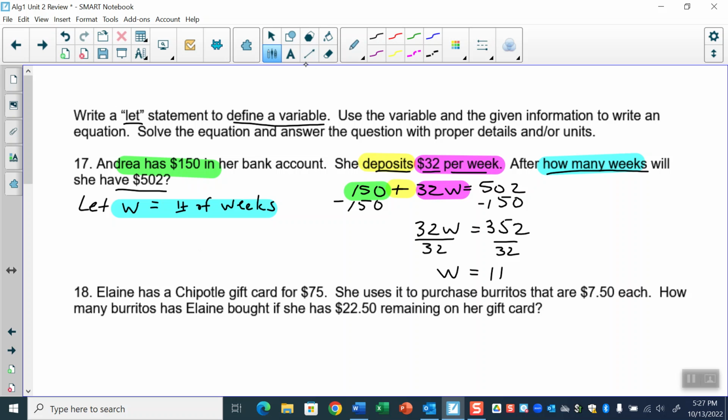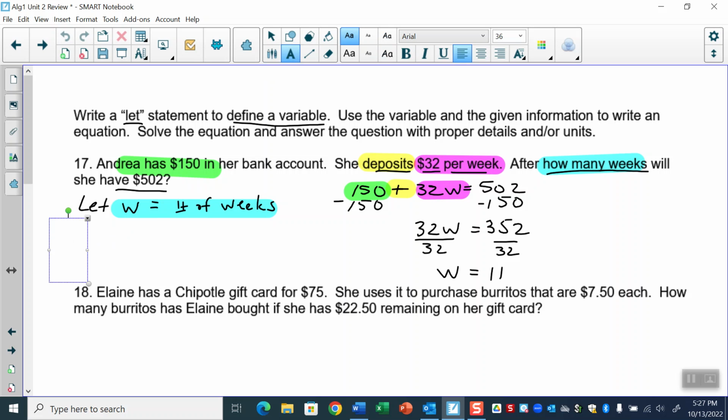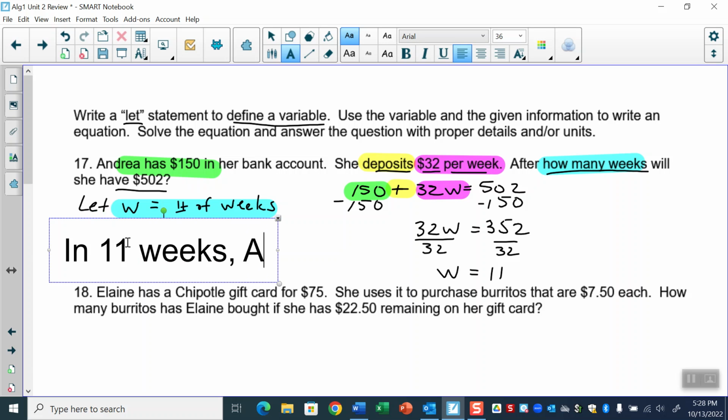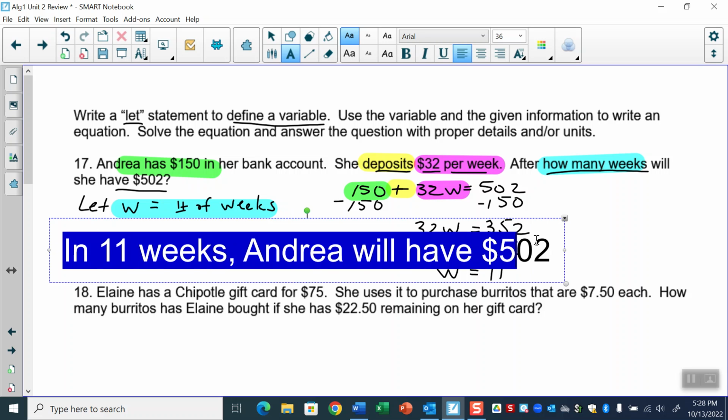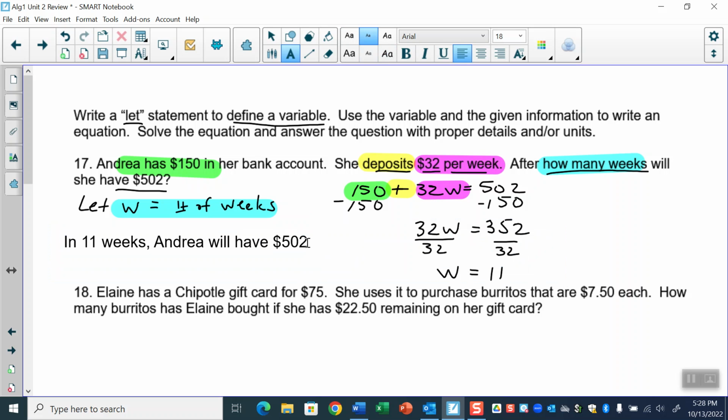So again, you got to answer the question. So the question was how many weeks, okay? So we're going to write this out as a sentence: 11 weeks. Andrea will have $502. And that's it. Number 17 done.